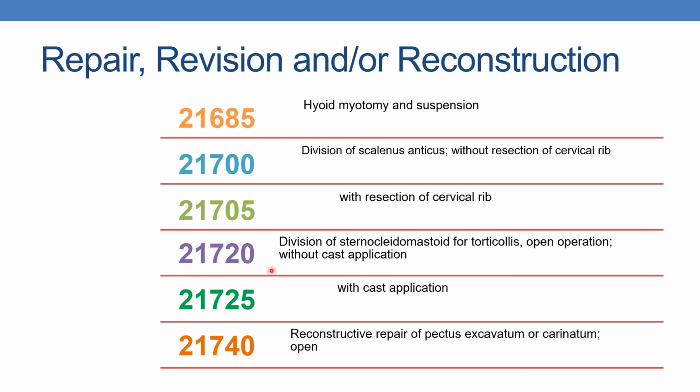The next is 21720, division of sternocleidomastoid for torticollis, open operation without cast application. The next is 21725. It deals with cast application. Next is 21740. It deals with reconstructive repair of pectus excavatum or carinatum, open.